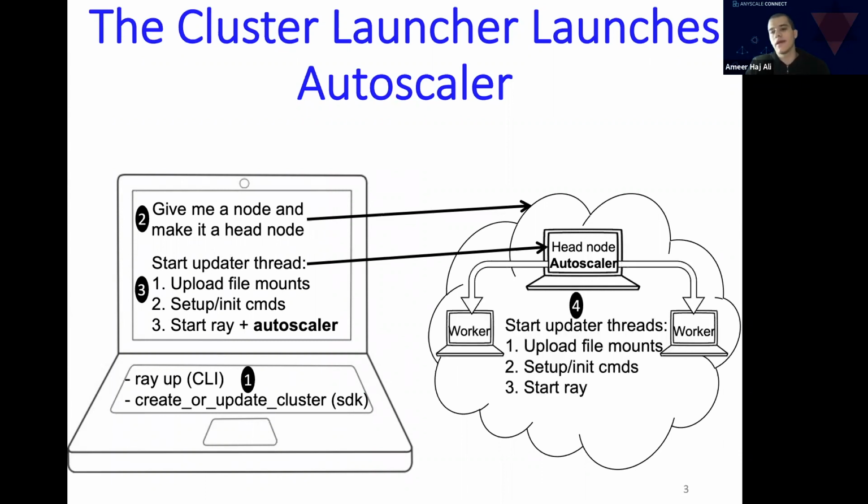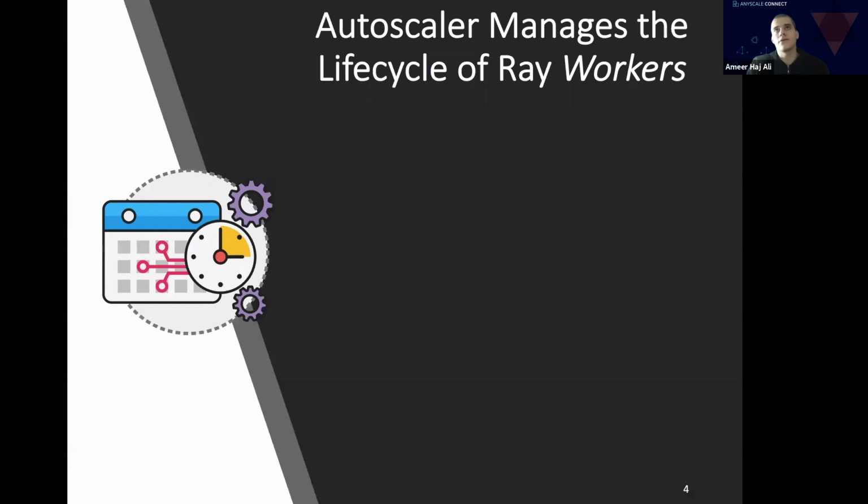Then Autoscaler manages the life cycle of the workers by doing the same process as for the head node, but of course without starting Autoscaler. So it launches these workers, uploads the files, sets up the workers, and starts Ray. So let's take a deeper look at this worker lifecycle managed by Autoscaler.